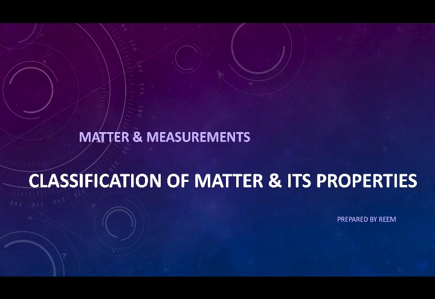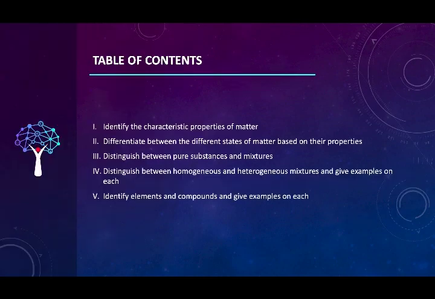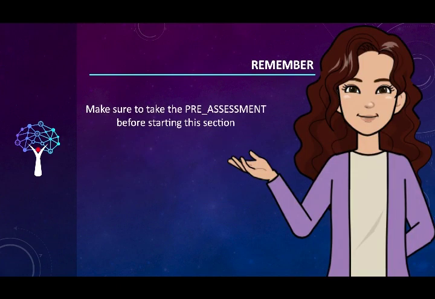Today's lesson is matter and measurement. We're going to talk about classification of matter and its properties. Table of contents. Identify the characteristic properties of matter. Differentiate between the different states of matter based on their properties. Distinguish between pure substances and mixtures. Distinguish between homogeneous and heterogeneous mixtures and give examples of each, and identify elements and compounds and give examples of each.